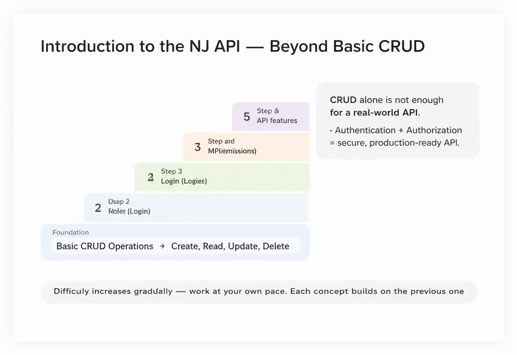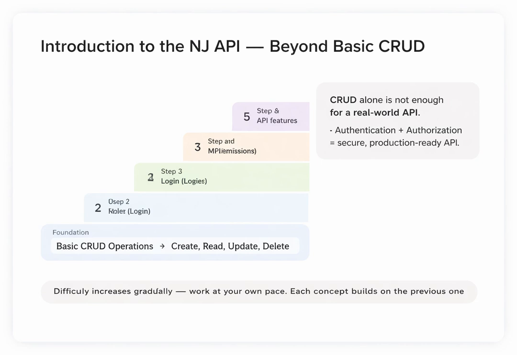Now we're shifting into the API section of the project. For the NJ API, basic CRUD operations, create, read, update, delete, are just the starting point. A real-world API needs much more than that. Coming up, we'll be covering user registration, user login, roles and permissions, and middleware. These topics build on each other progressively, so the complexity increases gradually.